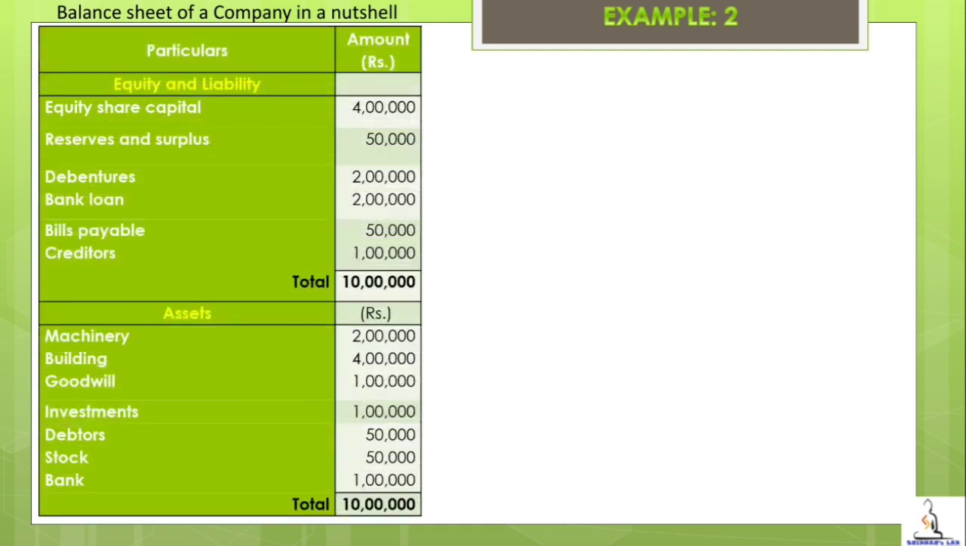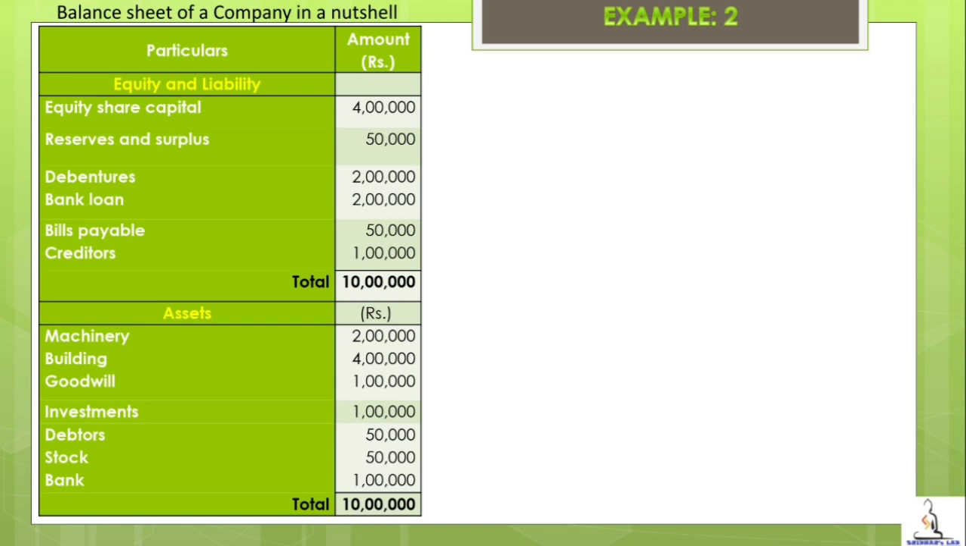Now let us take one more example. In this example, unlike the previous example, in the balance sheet we don't have bank overdraft as a liability, and we also don't have profit and loss deficit balance under assets. Apart from that, here we have reserves and surplus of rupees 50,000 and under assets we have bank 1 lakh rupees. Now if this is the balance sheet of a company and if this company tries to liquidate, let's see how that process would take place.